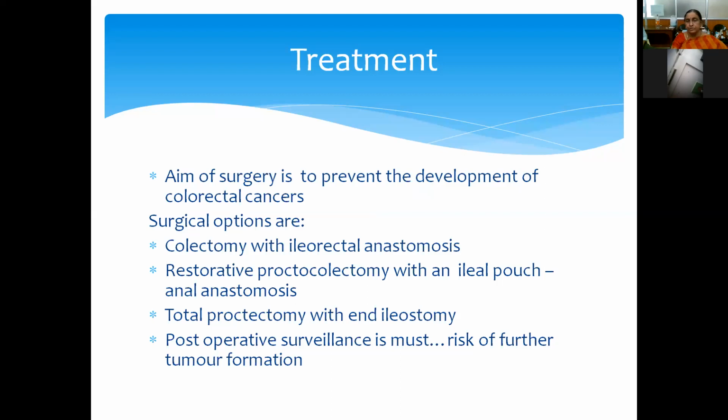Next one is restorative proctocolectomy with an ileal pouch and anal anastomosis. Here the rectum is also removed, and the ileum is converted into a pouch, and this ileal pouch is anastomosed to the anus. So that is restorative proctocolectomy with ileal pouch anal anastomosis. And total proctocolectomy with ileostomy. So the ileum is brought down to the surface as an opening.